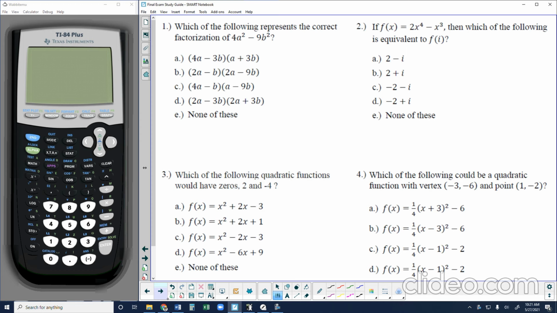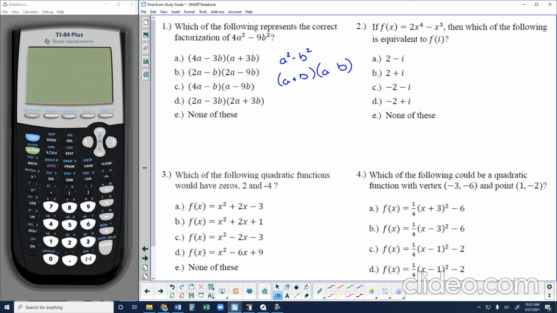In problem number 1, it says, which of the following represents the correct factorization of 4a squared minus 9b squared? If you remember back to the unit where we worked on factoring, we said that a squared minus b squared is equal to the conjugate of a and b. So a squared minus b squared can be written as a plus b times a minus b.